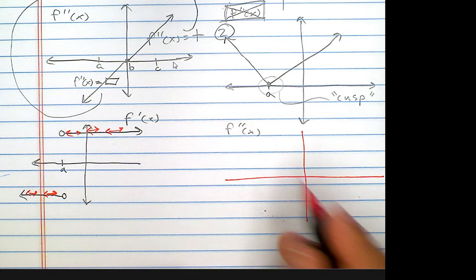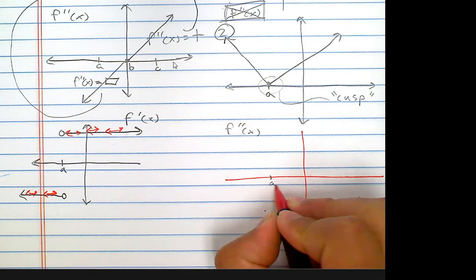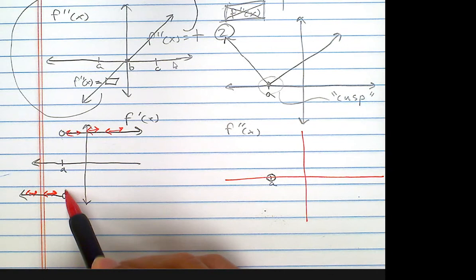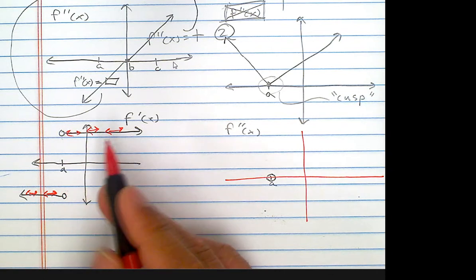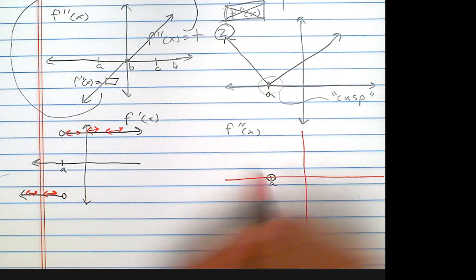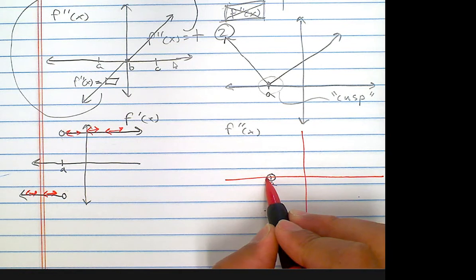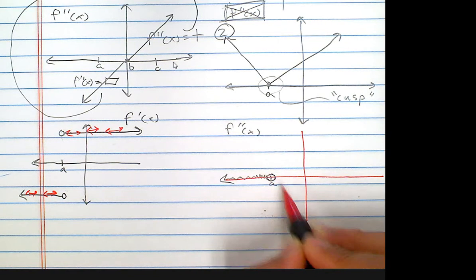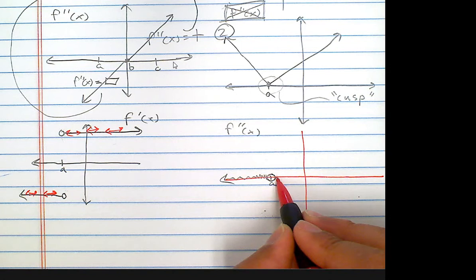And the second derivative, look, at A, an open circle. Can you have a tangent line at an endpoint? You cannot. And then what value is the slope to the left? 0. And then what value is the slope to the right? 0.